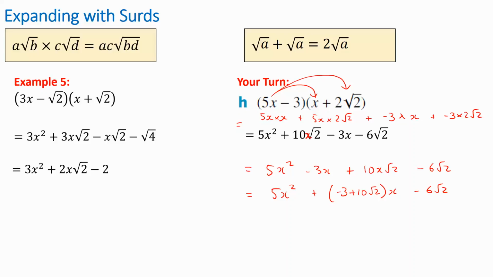Because remember, you can only subtract if it was 10 root 2, take away 3 root 2. That means I've got 10 of these root 2s, and I'm minusing 3 of these root 2s. 7 root 2. Then that makes sense. But right now, that doesn't make sense, because this is just minus 3. This is 10 of these root 2s. So basically, I factorize it.